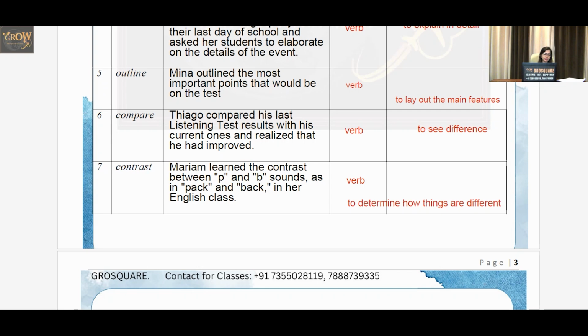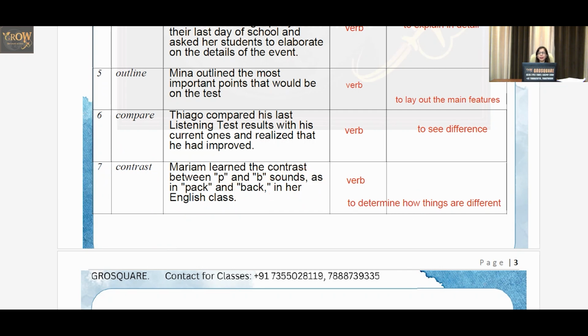Next, contrast. Contrast means to determine how things are different. That means a little bit of detail. So let's see the example. They are saying that Mariam learned the contrast between P and B sounds as in pack and bag in her English class. Okay, so what is the difference? What is the detail? She could have said that, okay, I have learned the difference between P and B. These words are different. But she said pack and bag, both are different.